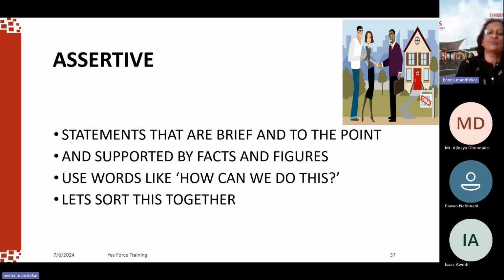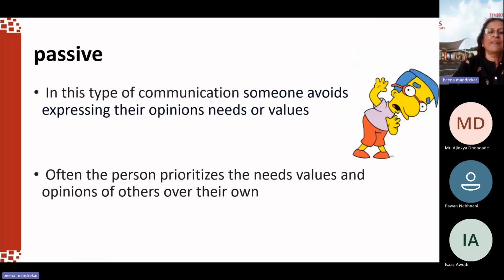Assertive. Statements that are brief and to the point and supported by facts and figures, using words like, how can we do this? Let's sort this out together, etc., etc. Assertive is the best form of communication where you deal with the subject and not the person. The matter has to be dealt with. The project has to be completed. The work has to be dealt with. How can we best do it and complete and finish? That is important.